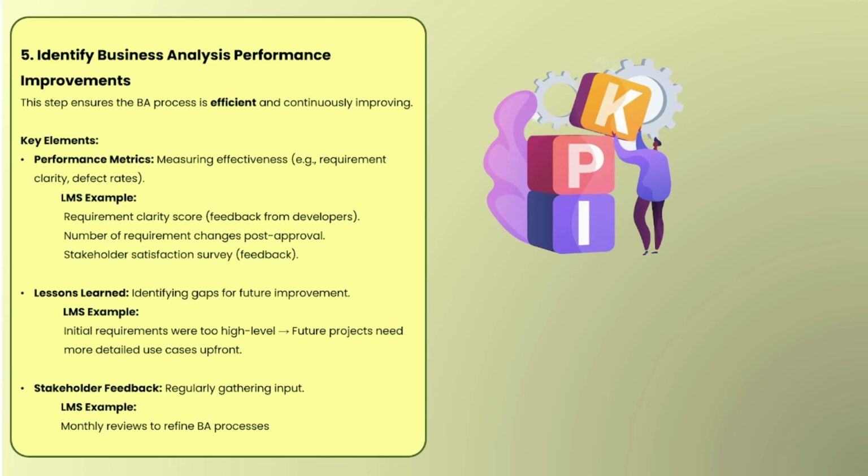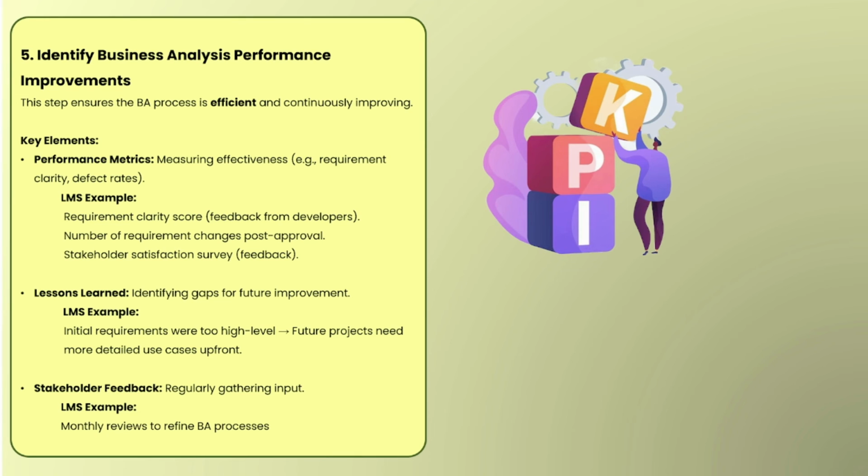So feedback from the developer is one of the KPIs. On the basis of this we can decide the efficiency of the BA. Then the number of requirement changes post approval: once we have received approval from a particular stakeholder and again we change the requirement, it is kind of a failure of the BA. Then the stakeholder satisfaction survey. Feedback directly from the stakeholder is also considered one of the KPIs of the efficiency of the BA.